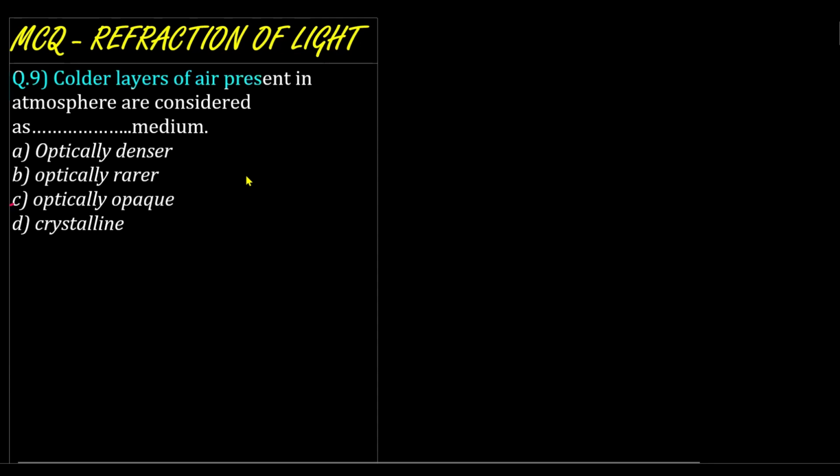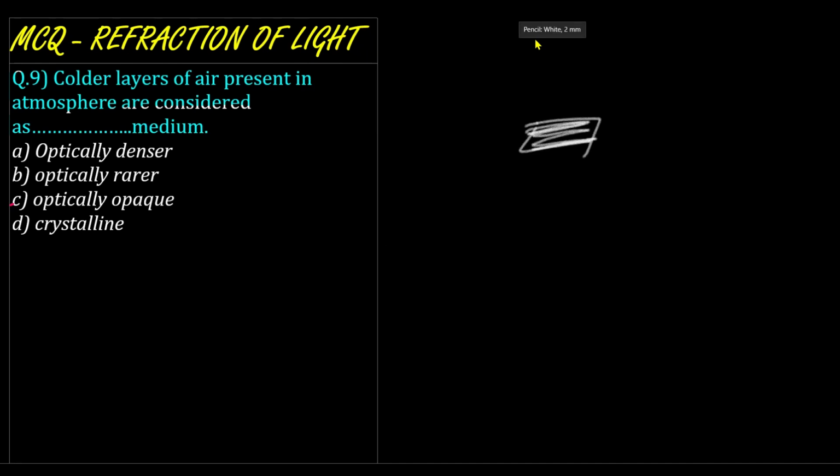The next question is: colder layers of air present in the atmosphere are considered as dash medium. Well, questions are kind of repeated. We have just studied that the cooler the air, the higher the optical density. I think this much only we have to do. We don't need to proceed. So colder layers of air present in the atmosphere are considered as optically denser medium, right?